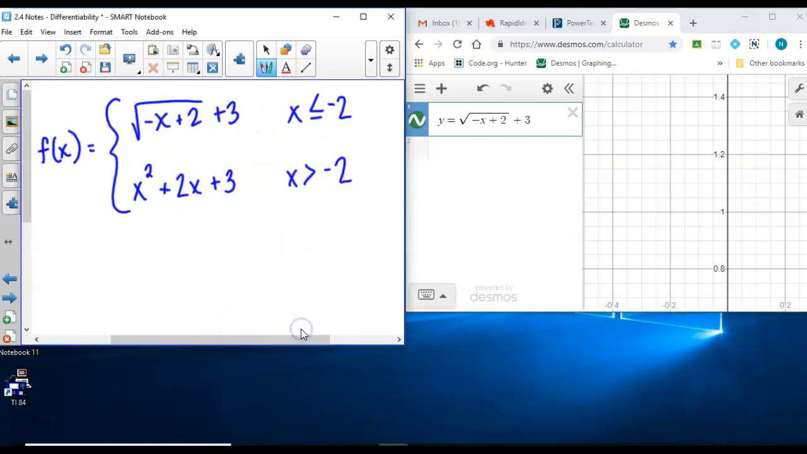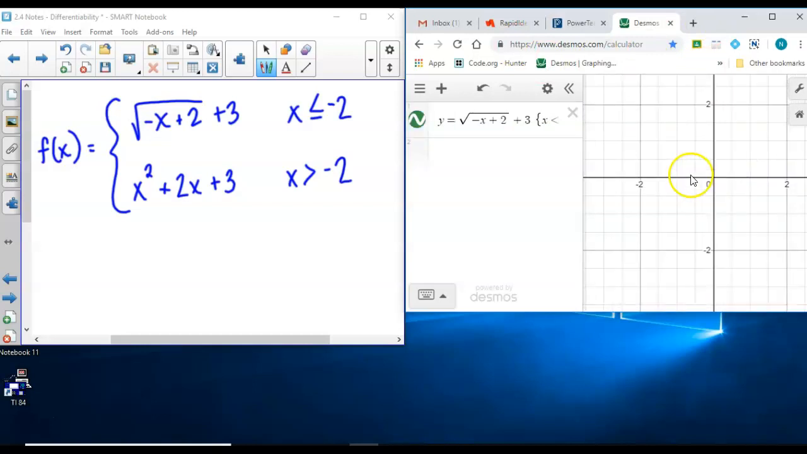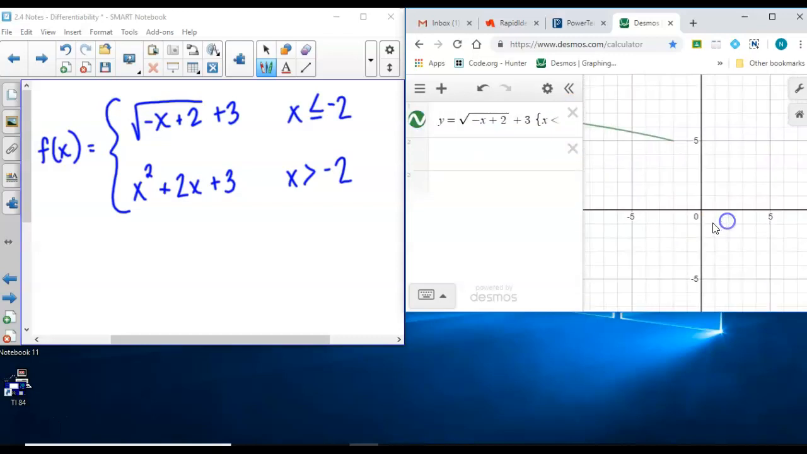You could do a piecewise function here, but if you just need to see the graph, this is good enough. Okay, there we go. That graph's showing up. And then we're going to have y equals x squared plus 2x plus 3.